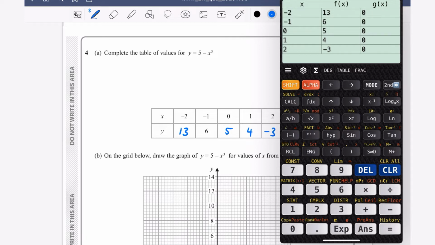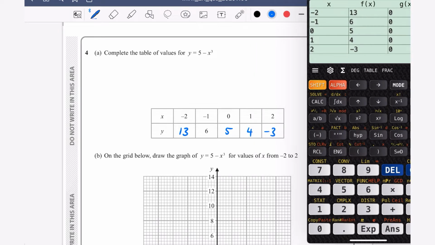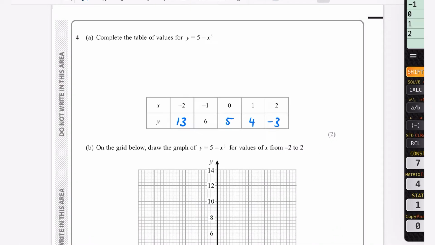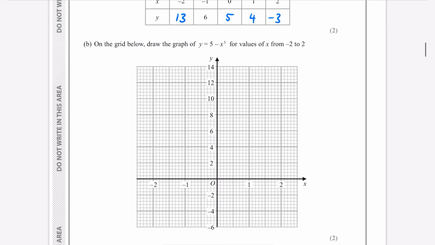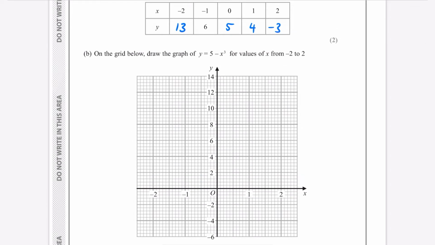I'm looking at the second column where it says f of x, so really easy to do that on your calculator. On the grid below, draw the graph from -2 to 2. Now it's going to be a smooth graph when we draw this, so the -2 is going to go with 13, which is up here, the -1 goes with 6, the 0 goes with 5, 1 goes with 4, and 2 goes with -3.